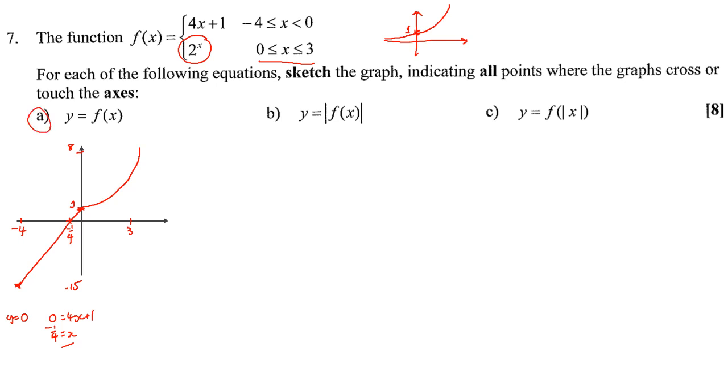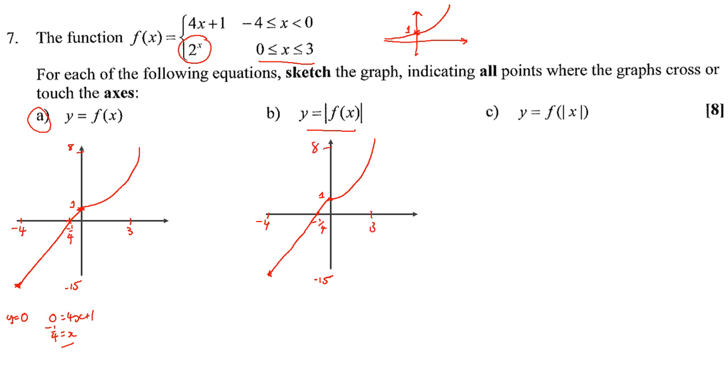Having drawn that, we're now looking at y is mod f of x. So here, if I just draw the graph again, so that's 1, minus 1/4, minus 4 down to minus 15, and a straight line, and then the sort of exponential part. It's only a sketch. There we go.